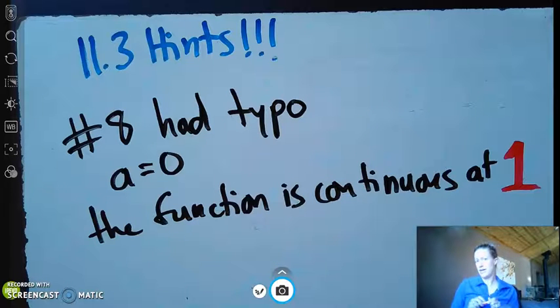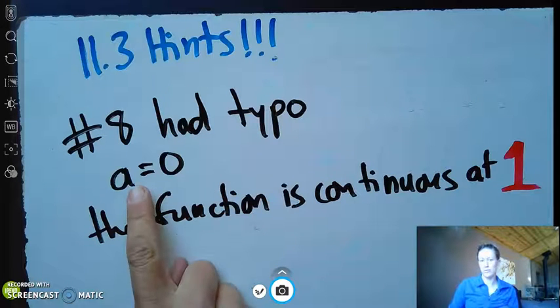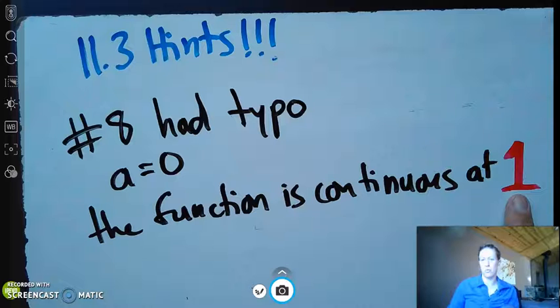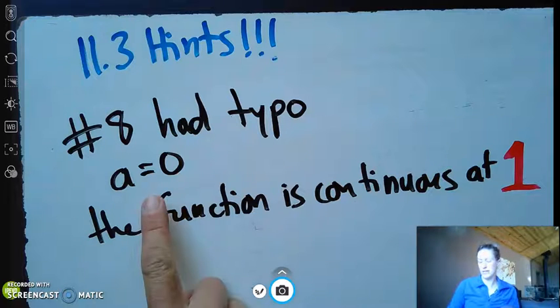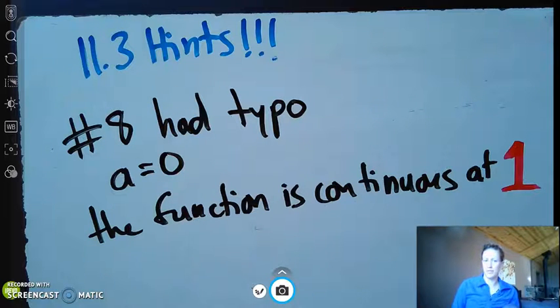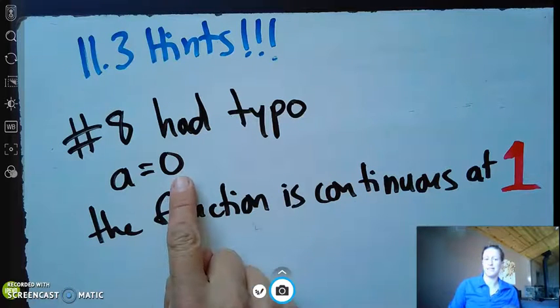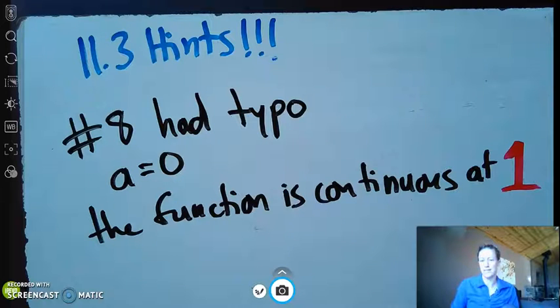Okay, my number 8 had a typo. They were talking about a equals 0, and then they later said something about 1. But I think what they really meant was 0. So maybe check out number 8 and go with the thing that's in the actual problem, not in the sentence.